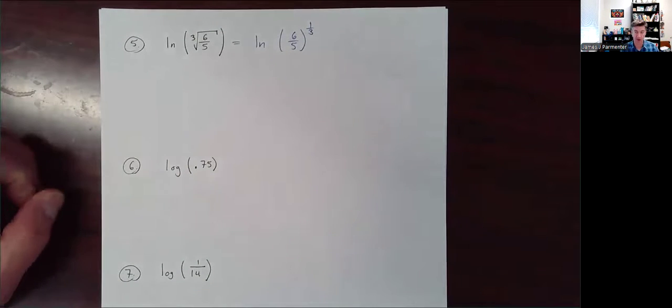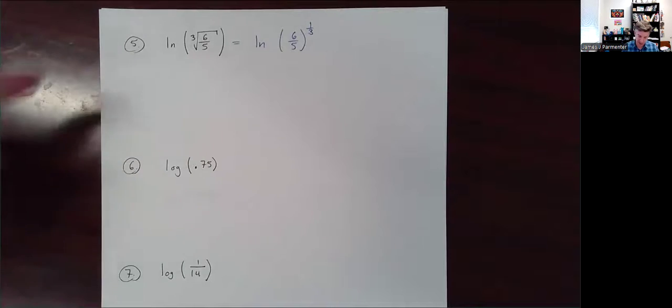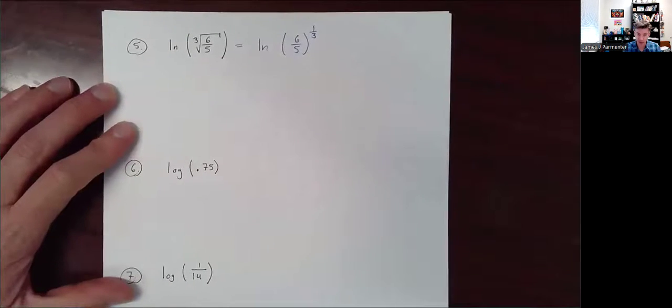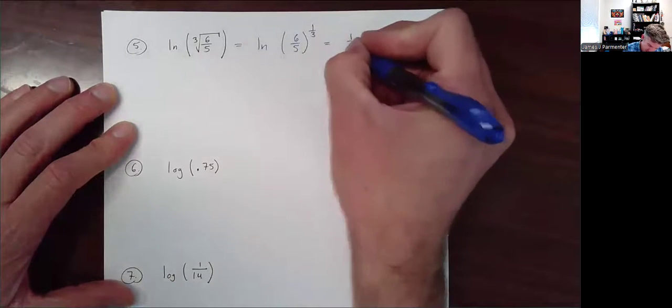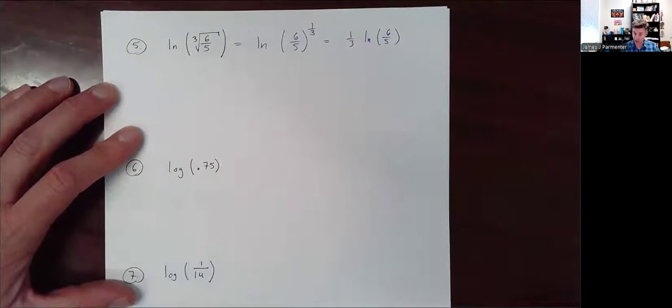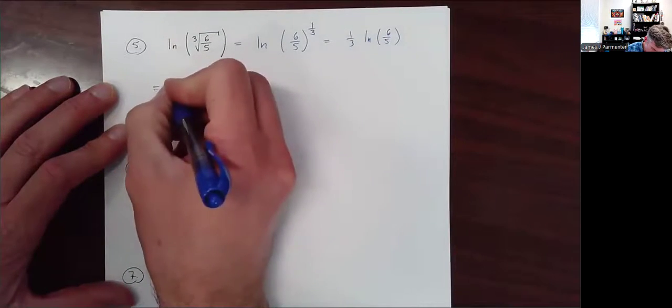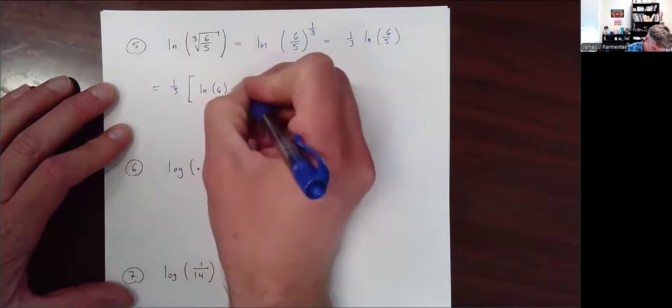Cube root is a 1/3 power. Fourth root is a 1/4 power. So it's always a 1 over whatever that number is right there as a power. And then I'd probably use the power rule and bring that down in front. So that's 1/3 times the natural log of 6 divided by 5. Then I'm going to break that up as 1/3 times, and I do need some brackets here, the natural log of 6 minus the natural log of 5.